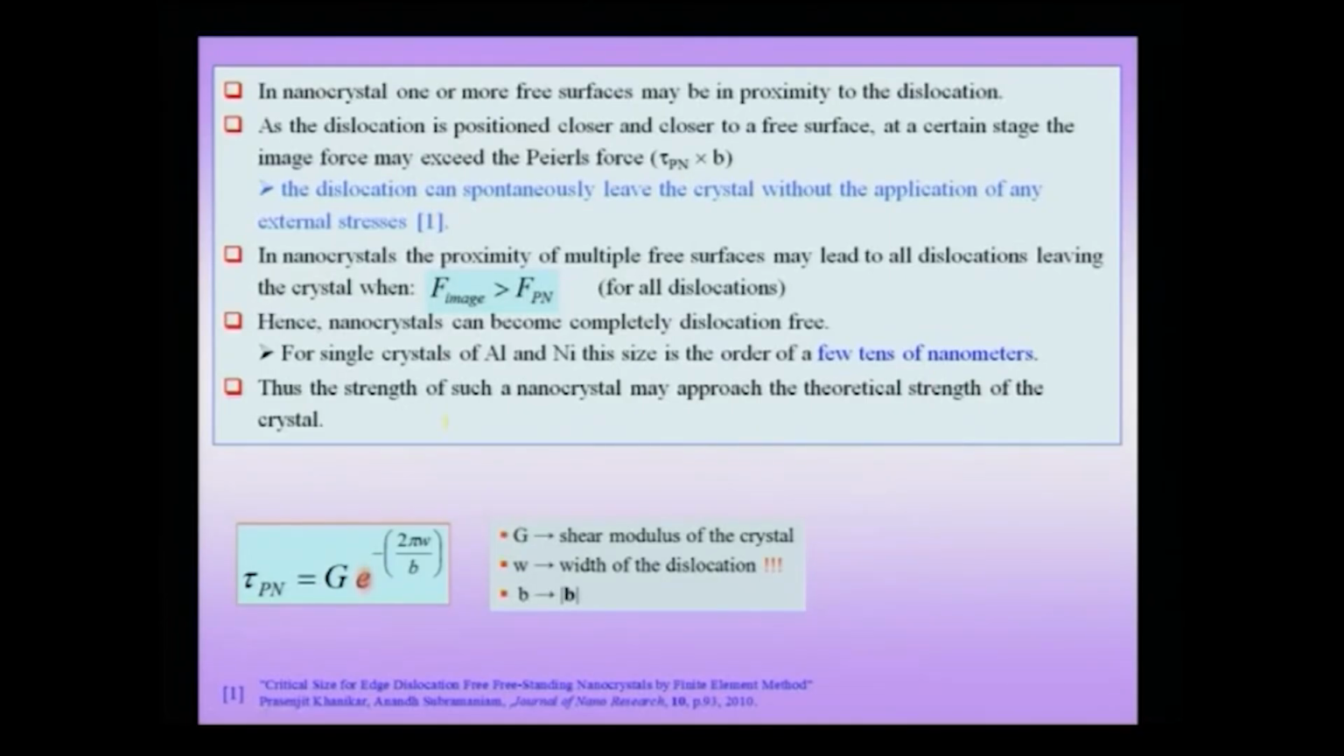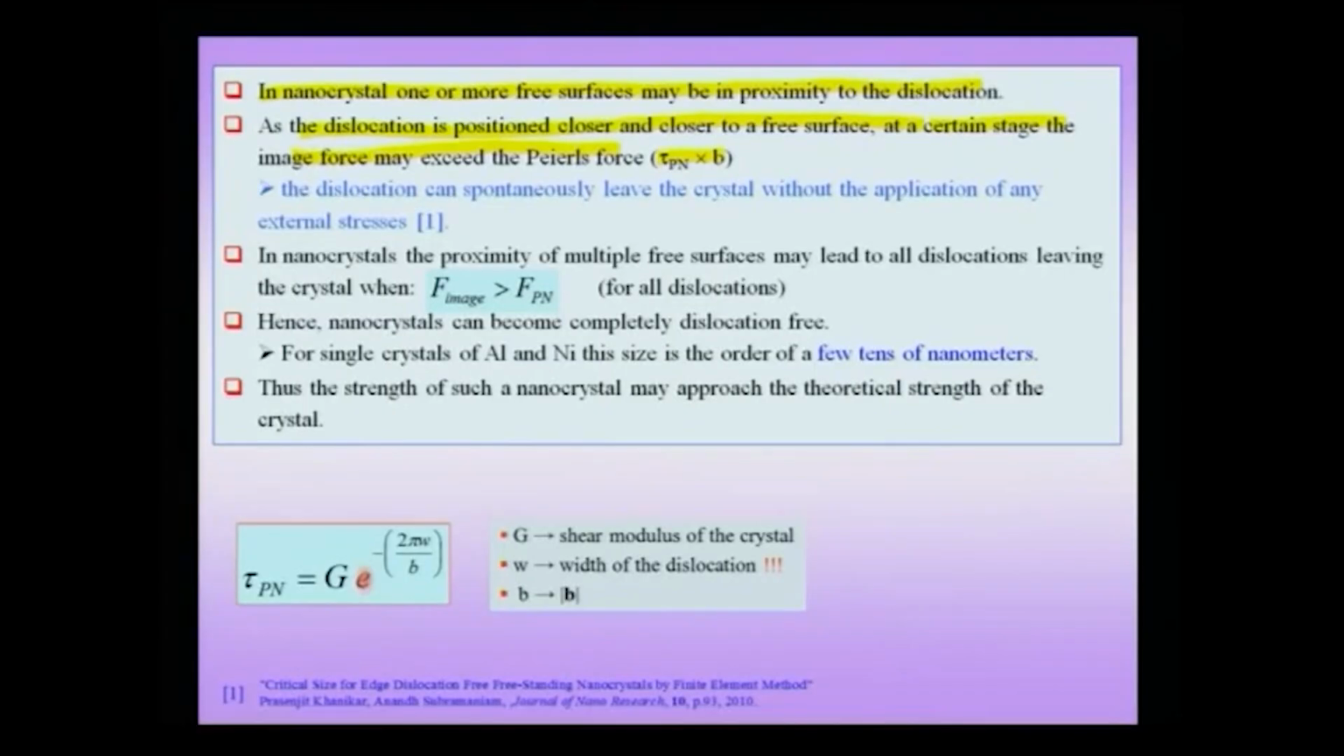So, to summarize a few of the points we have just seen, and to consider new points: in a nanocrystal, one or more free surfaces may be in the proximity of the dislocation. As the dislocation is positioned closer and closer to a free surface, the image force strength increases. At a certain stage, the image force may actually exceed the Peierls stress. Peierls stress, as we defined before, is the inherent lattice friction for the motion of dislocations, and this Peierls force can be calculated from the Peierls stress by multiplying it with the Burgers vector. And when this happens, it implies that the dislocation can spontaneously leave the crystal without application of any external stress.